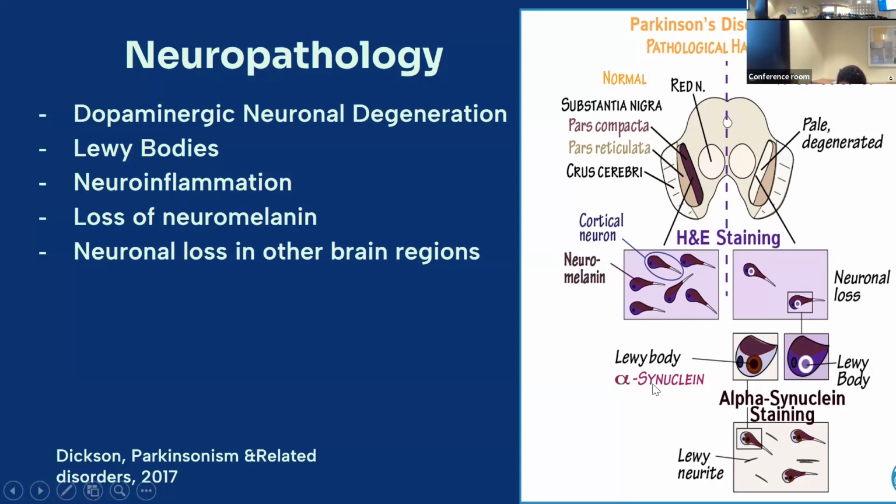This is another significant feature: the presence of abnormal protein aggregates called Lewy bodies. These protein clumps primarily consist of alpha-synuclein, which is normally found in the presynaptic terminals of the neurons. In Parkinson's disease, alpha-synuclein aggregates form these Lewy bodies, which can disrupt cellular function and contribute to neuronal death.